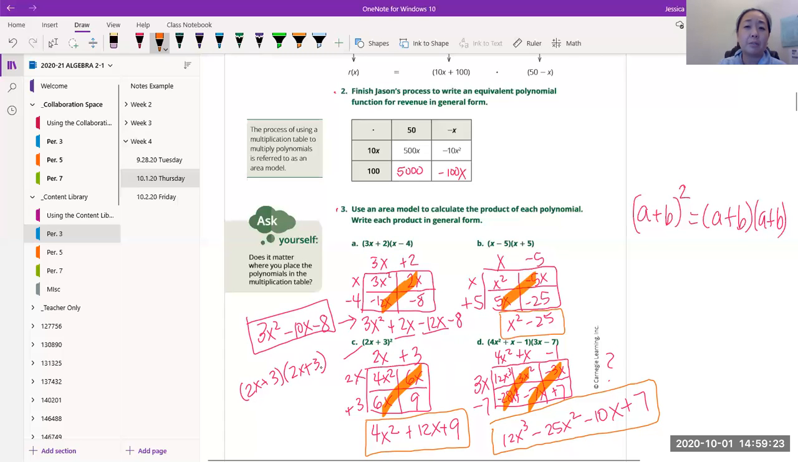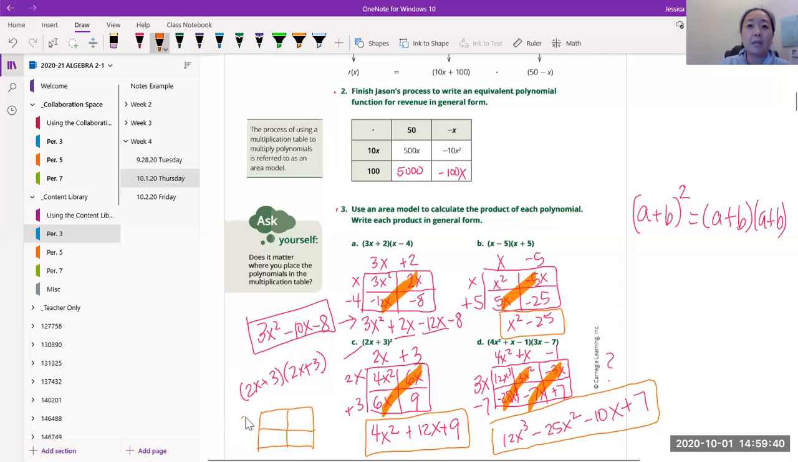2x plus 3 times 2x plus 3. So I'm going to just write it underneath here. I'm going to show you how I would set it up. So I'm going to just draw a box like this. And this is 2 terms. So I'm going to make this have 2 terms. And this one has 2 terms. So it's a 2 by 2 if you're thinking about it like areas.